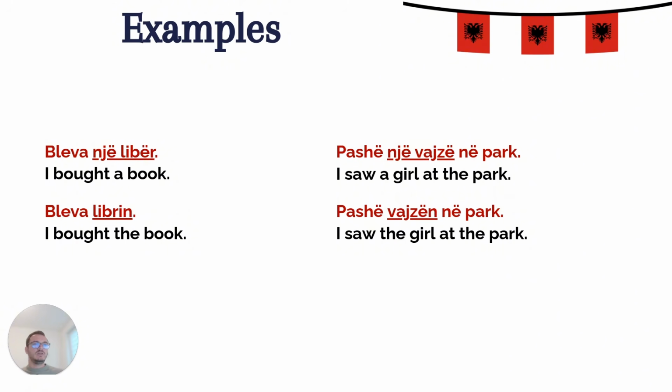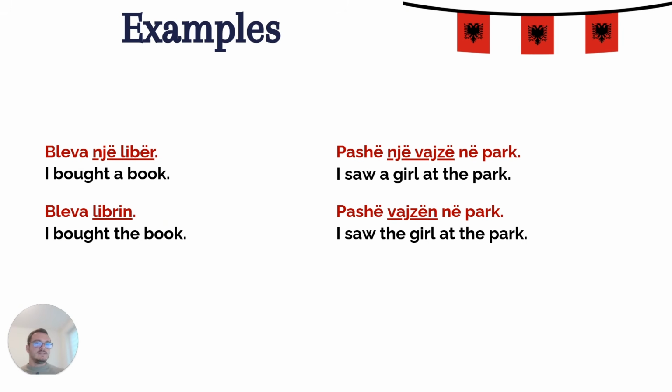Bleva një liber. I bought a book. Çfarë bleva unë? What did I buy? Bleva, an object. Një liber, a direct object of what I bought. Bleva librin. I bought the book. Now I've defined the book.